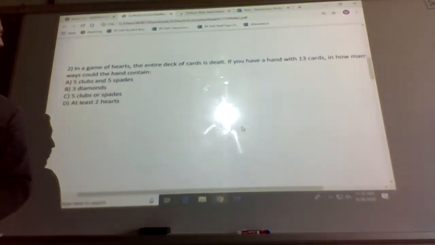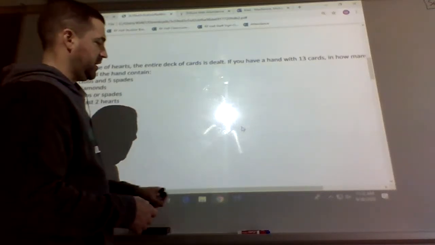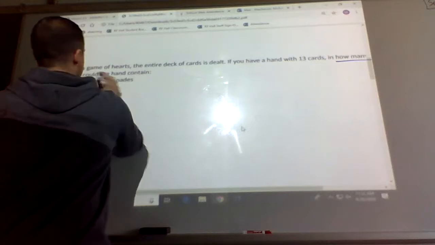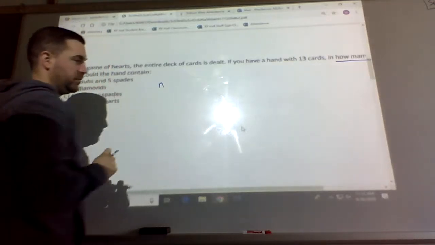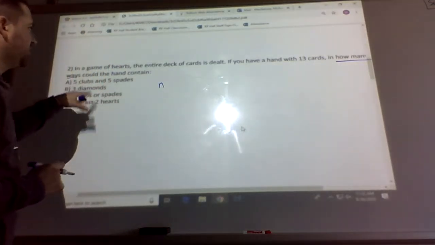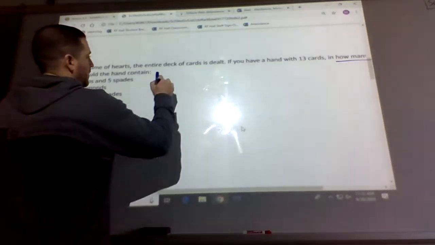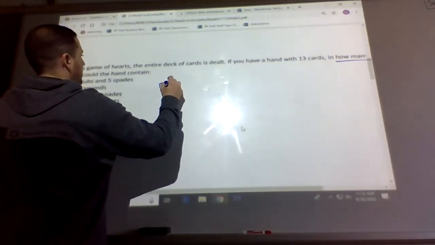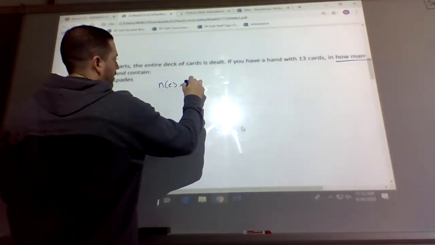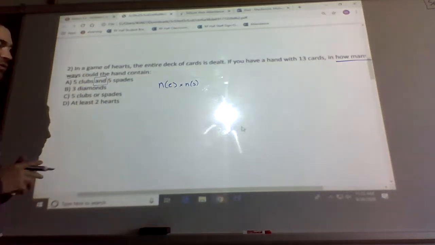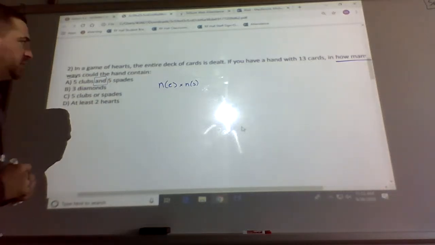So we're doing the number of ways. The number of ways represents n, right? So the number of ways that we have five clubs and five spades. So I'm going to say the number of clubs times the number of spades. We have the "and" here, so it's going to represent multiplication.